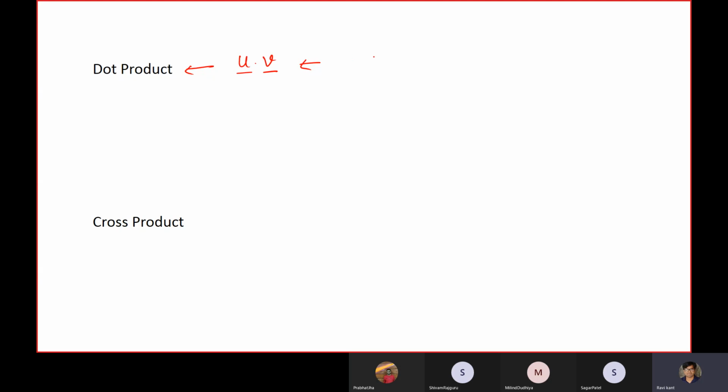We have already seen this, right? How can I write this? Ui Vi. Why? Because of the repeated index i, the summation sign is hidden over here. So i is equal to 1 to 3 ui vi, which you can write as u1 v1 plus u2 v2 plus u3 v3.